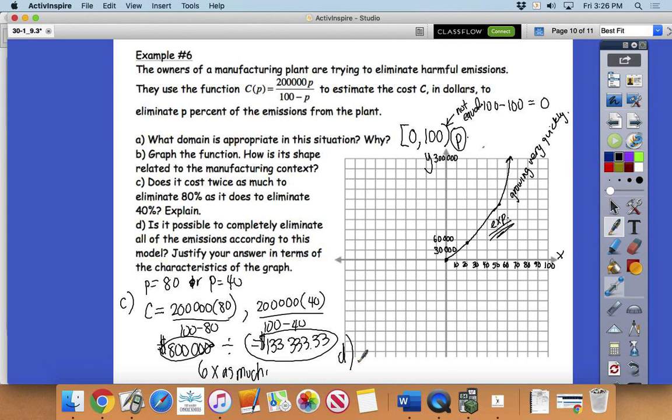Now, is it possible to completely eliminate all the emissions according to this model? No, because we have a vertical asymptote there. Another reason is I think the cost would get way too high once you get to a certain number. Most companies would not be able to eliminate emissions after a certain percentage because the cost would probably outgrow what they're actually making. So most companies wouldn't make enough to be able to get rid of all those emissions.